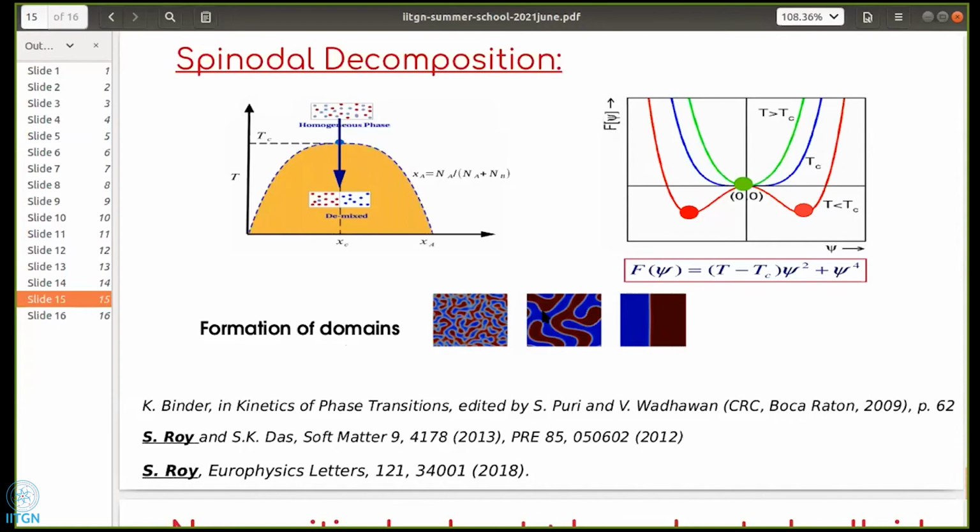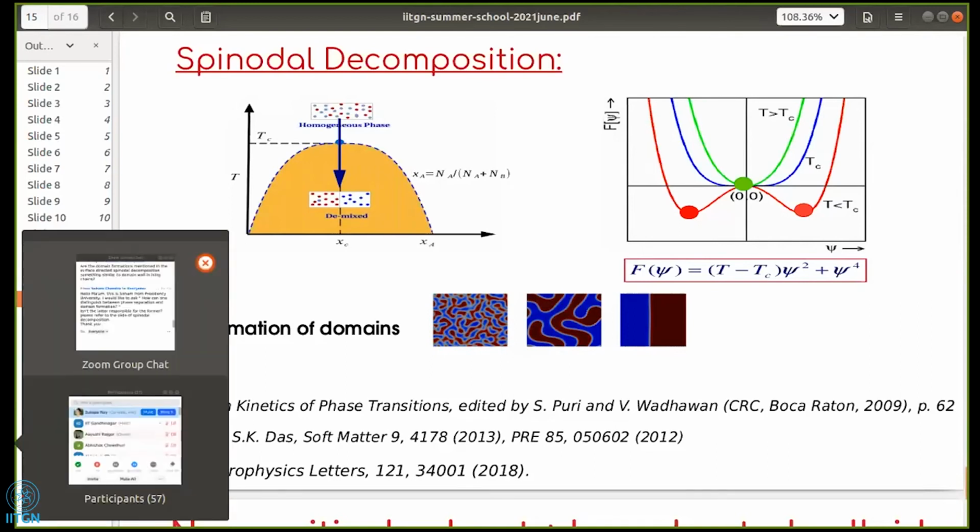Now, what about the domain wall? If you look at the domains here, for example, in between two domains of different species, you basically have an interface. And that's what is known as the domain wall.